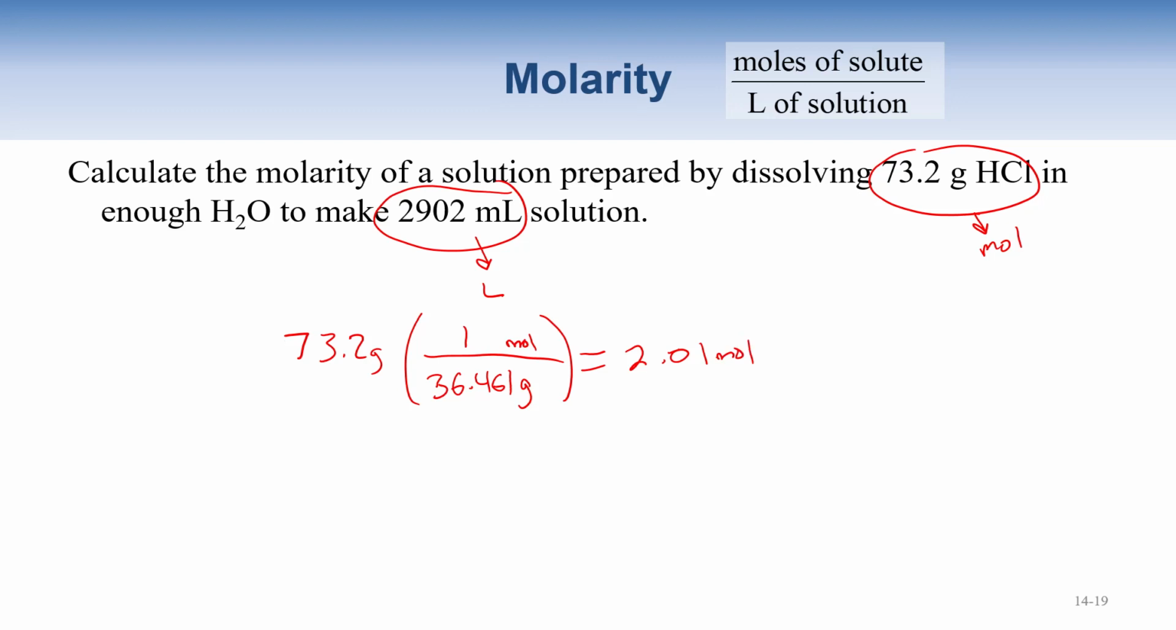So now the second one, we have 29.02, or 2902 mL. We're going to put mL on the bottom, liters on the top. 1 liter is equal to 1,000 mL. So when we do this, 2902 divided by 1,000, we get 2.902 liters.